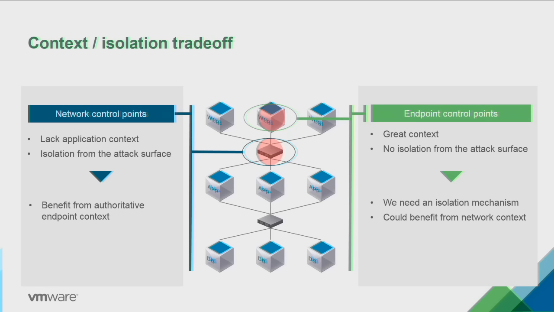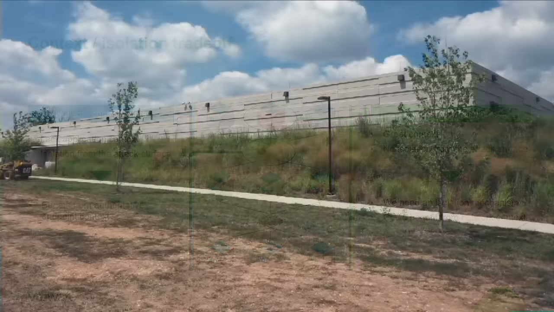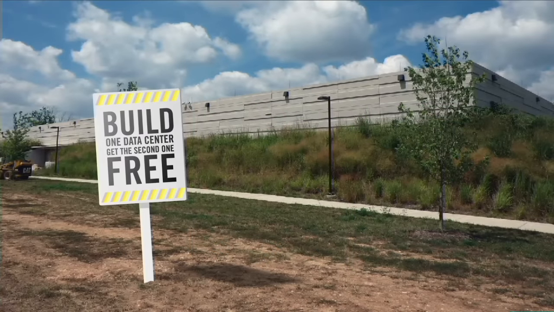So, context isolation trade-off, this distributed policy problem, this segmentation issue, this hyper-connected compute-based issue, are the architectural reasons that make it incredibly difficult to align our controls, especially when you commingle many multi-tiered applications on a common infrastructure. So here's the answer. Are you ready? The answer is build a different data center for every one of your applications.